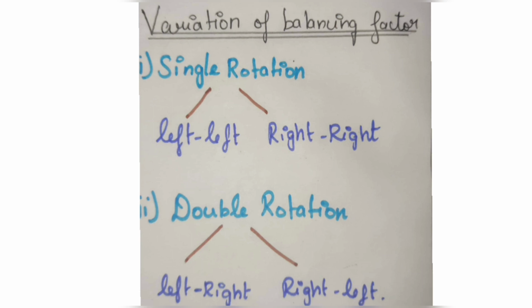Now there are two variations in the balancing. They are single rotation and double rotation. In single rotation, there is left-left rotation and right-right rotation. In double rotation, there is left-right rotation and right-left rotation.